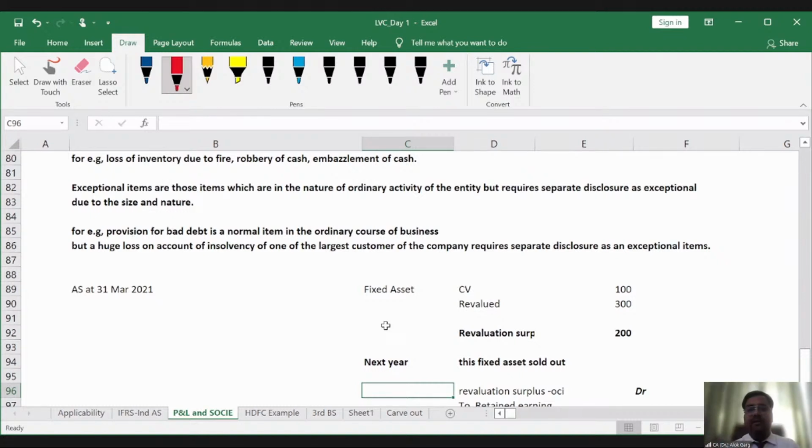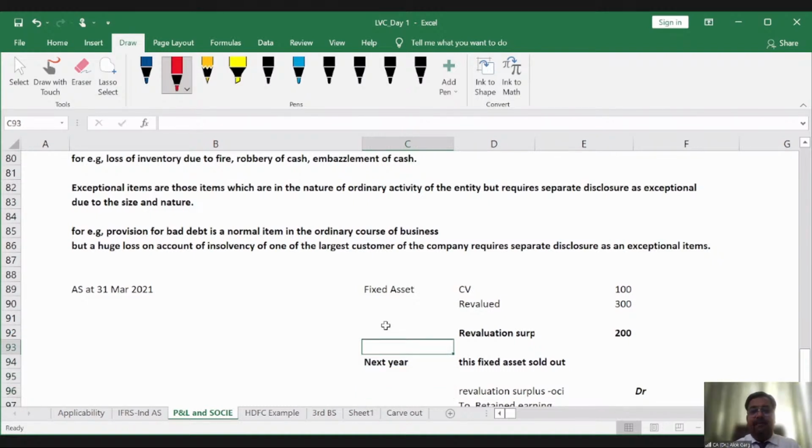It is retained earnings. Guys, at the time of disposal, there will be two routes. One is your P&L route, another one is your balance sheet route. What is your P&L route? P&L route means whenever you are disposing of or de-recognizing any item in the financial statement, you have to route it through P&L or you have to route it through the balance sheet. When I'm saying balance sheet, I mean you have to directly take it to the retained earnings.